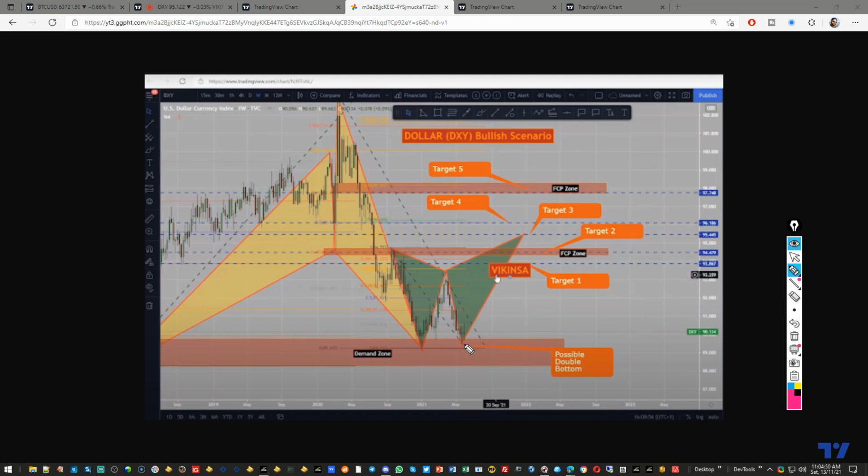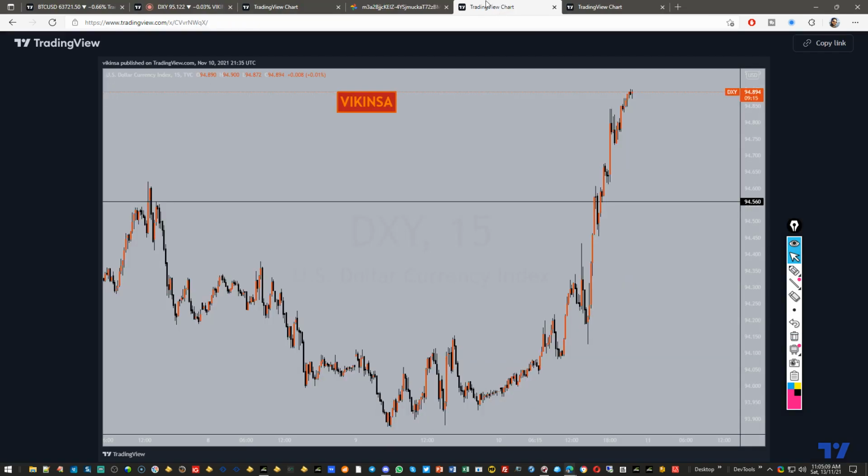We have been ignoring all the news, all the fundamentals. We just looked at higher time frame technicals. We saw this FCP zone, and then we started to look for a double bottom, and then we found this W pattern, and we have been trading that. So this is what we have here on dollar. Let's go and look at another scenario.